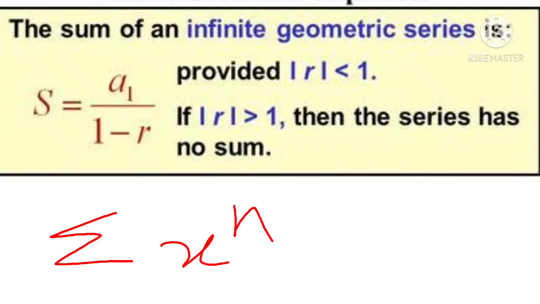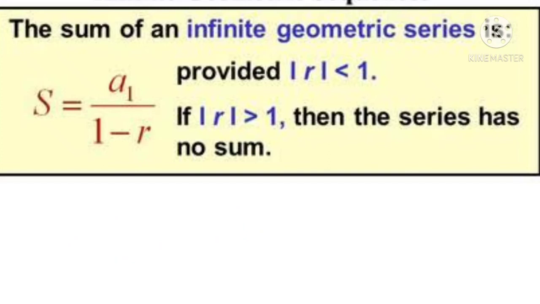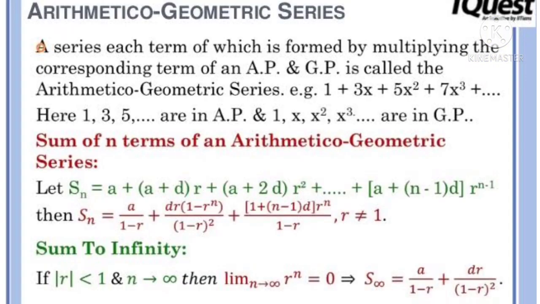Infinite geometric series. The series summation x power n is called a geometric series or geometric progression. The sum of an infinite geometric series, provided modulus r less than 1, is S equal to a by 1 minus r. If modulus r greater than 1, then the series has no sum. Arithmetico-geometric series. A series each term of which is formed by multiplying the corresponding terms of an AP and GP is called the arithmetico-geometric series.